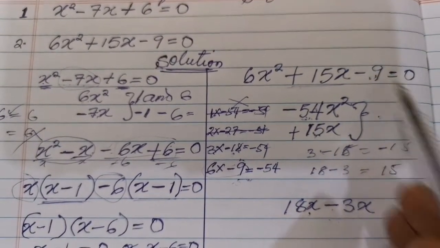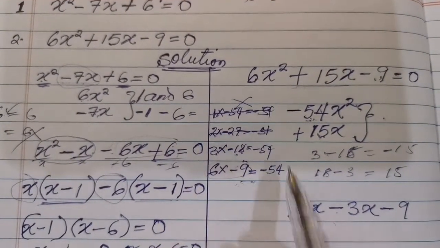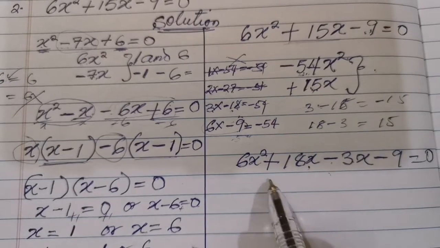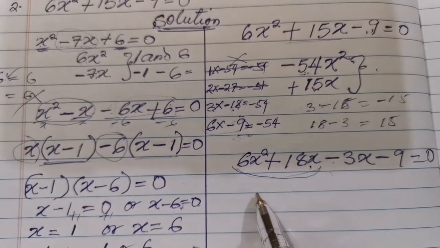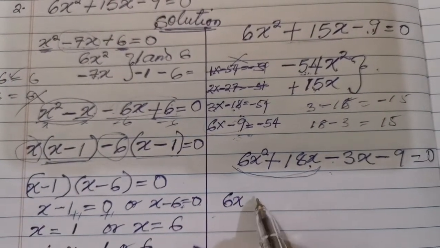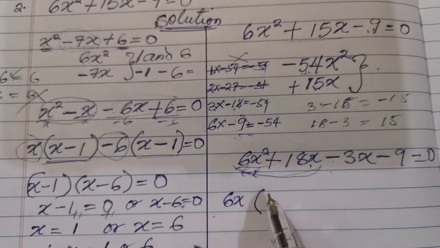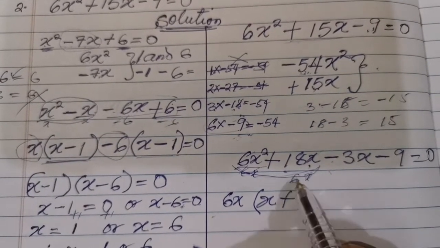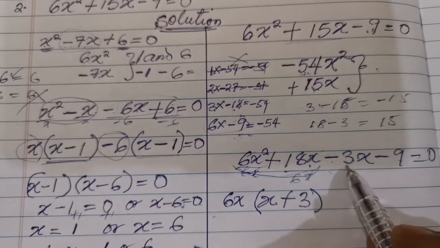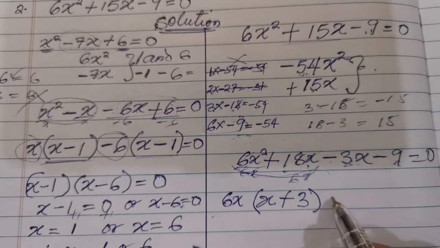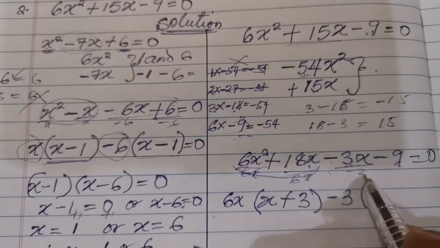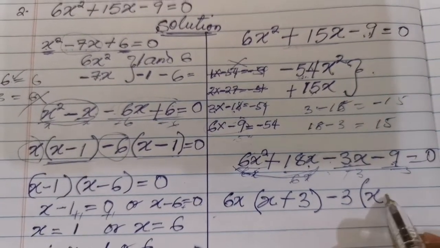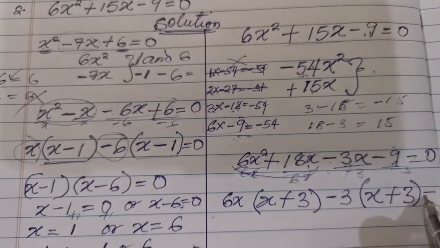Now I bring down the minus 9 and the plus 6x squared, which is equal to 0. Now look at these two pairs. What can we factor out? If I factor out 6x, 6x divided by 6x squared leaves x, and 6x divided by 18x gives plus 3. Also here, if I factor out minus 3, minus 3 divided by minus 3x gives x, and minus 3 divided by minus 9 gives plus 3, equal to 0.